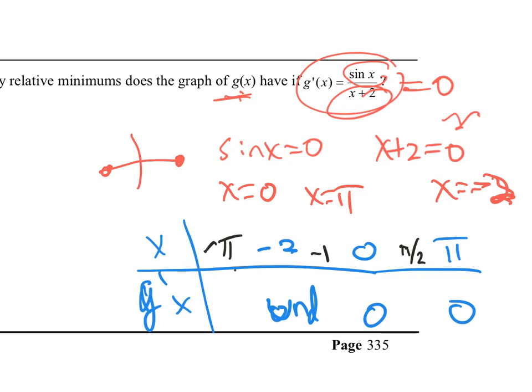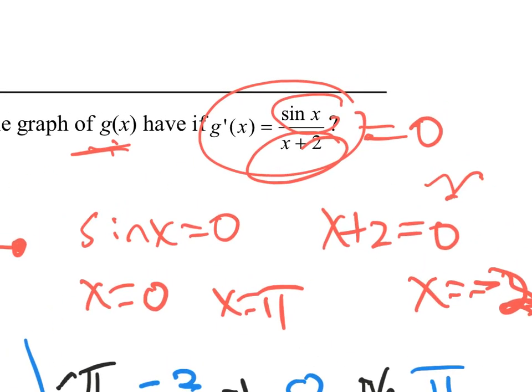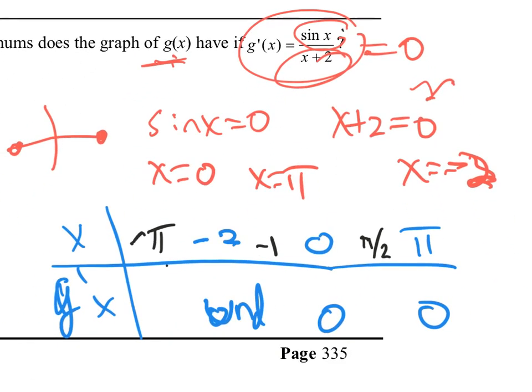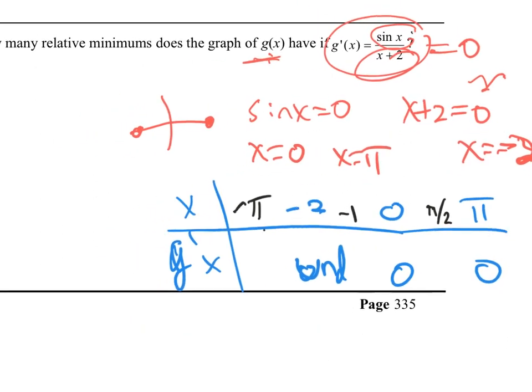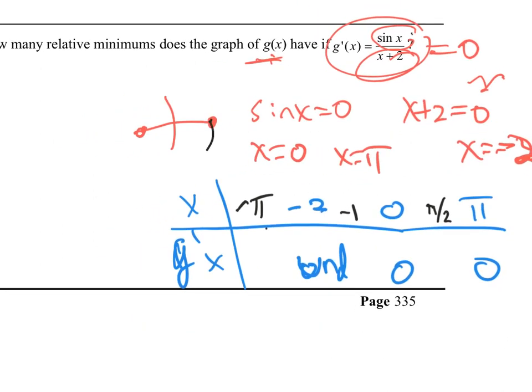Why am I picking these values? Because I'm looking at the first derivative and I have sine. And I know how to find the sine of pi and negative pi. I know how to find the sine of pi over 2. So I'm trying to keep it simple. Here goes, negative pi. What's the sine of negative pi? Well, it's the same as going this way on pi. It's still, ooh.